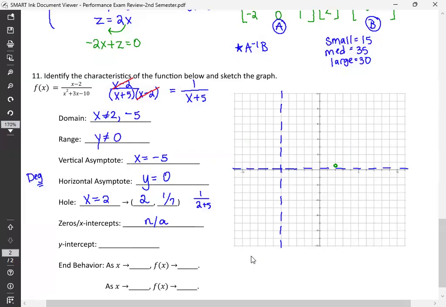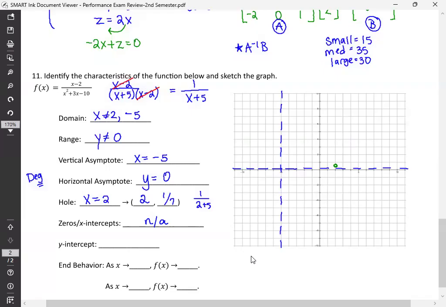Then when we do our x-intercepts, normally your x-intercepts would be looking at the numerator and just setting the numerator equal to 0 after you take the hole out. Well, when I took the hole out, there was nothing left. So since there's nothing left, there's no x-intercept, but also because the x-axis is your HA, you cannot touch the x-axis.